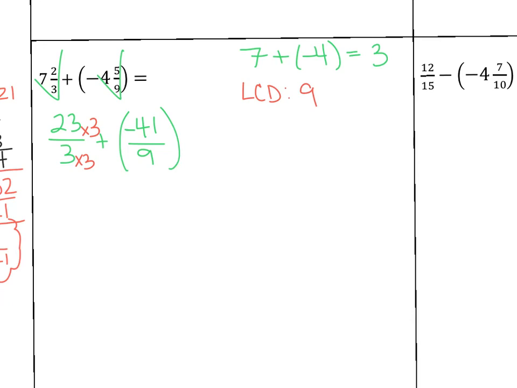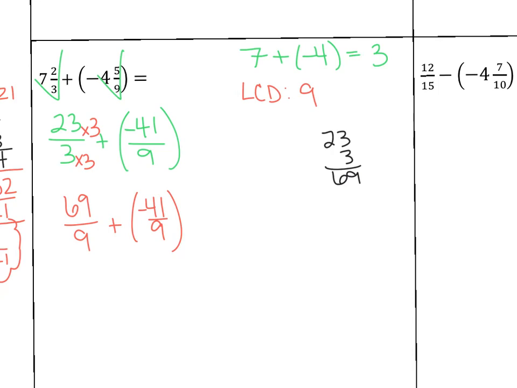Again, if you need to do the side math over here, we're going to say 23 times 3. So we're going to rewrite that fraction as 69/9 plus -41/9. Same as our estimation problem up here. We have a positive and a negative. So I'm actually going to subtract the two numbers. My answer should be positive since the 69 is larger.